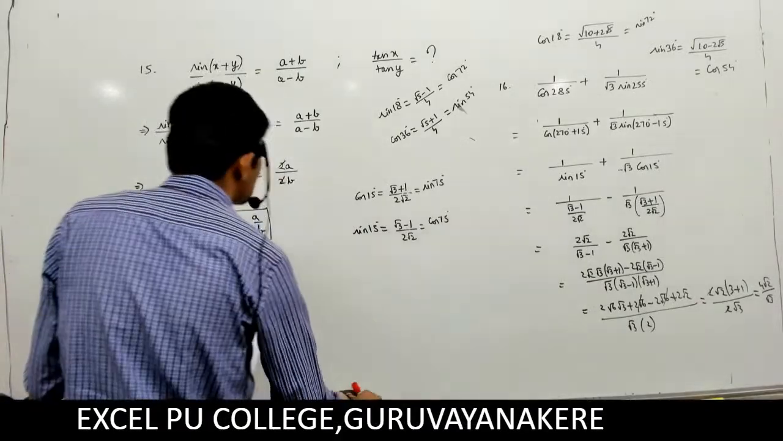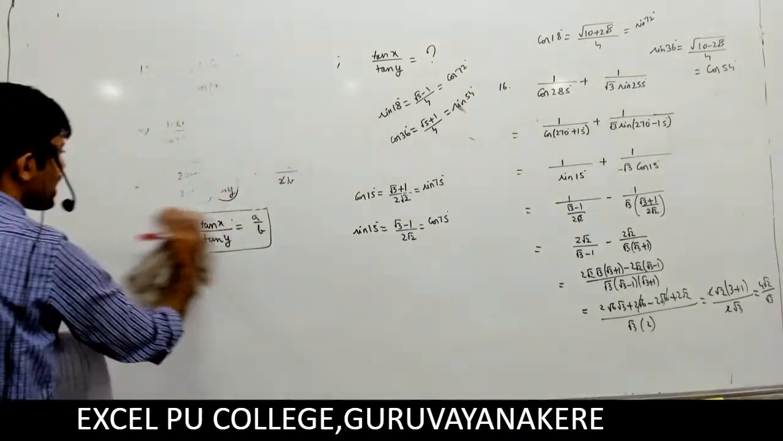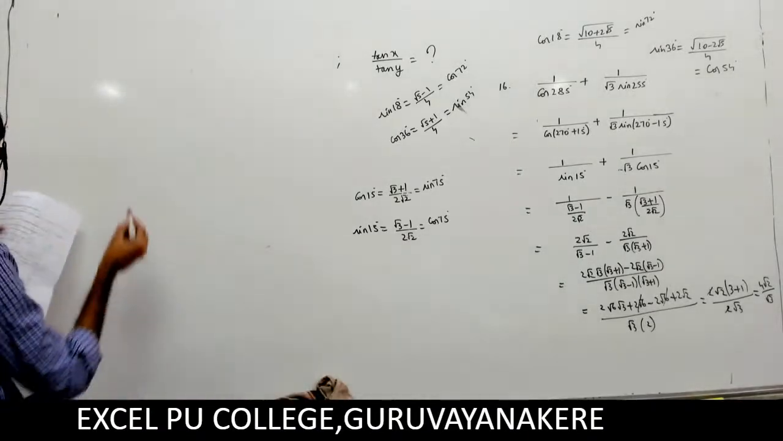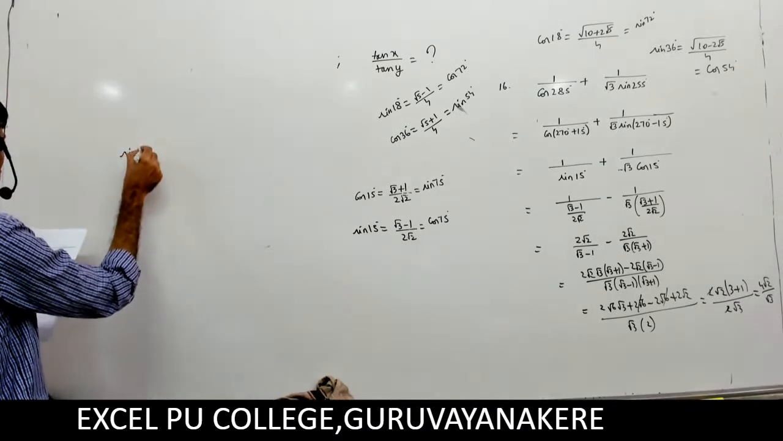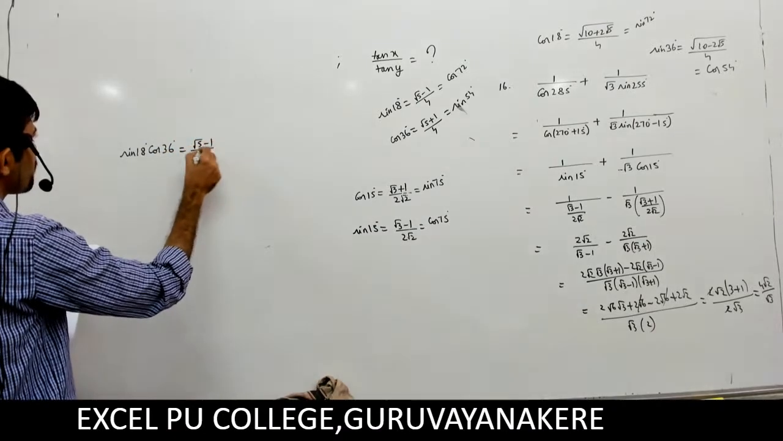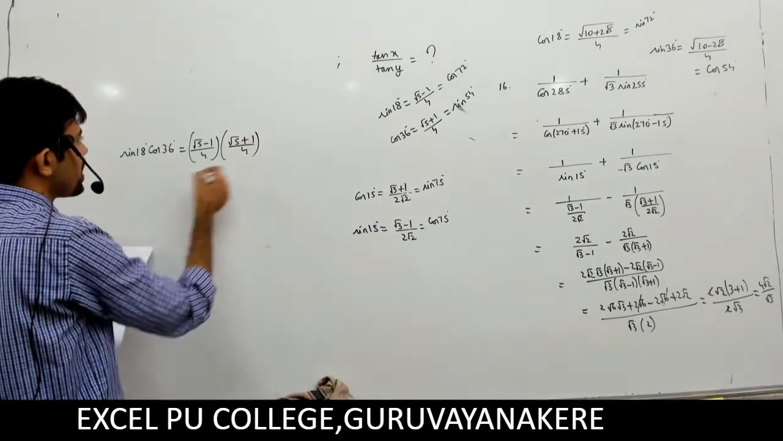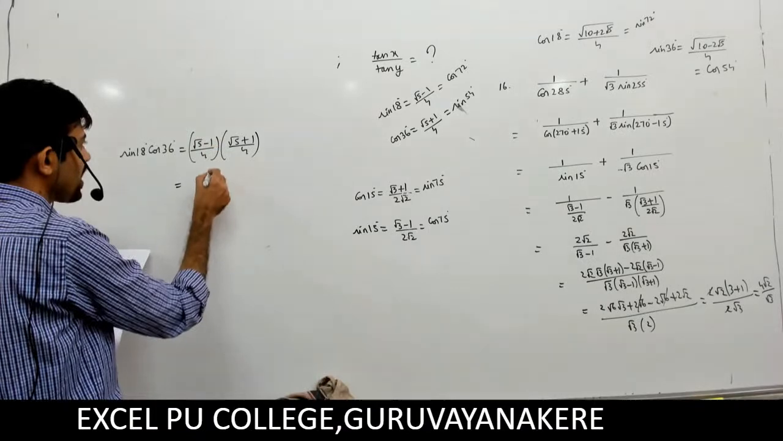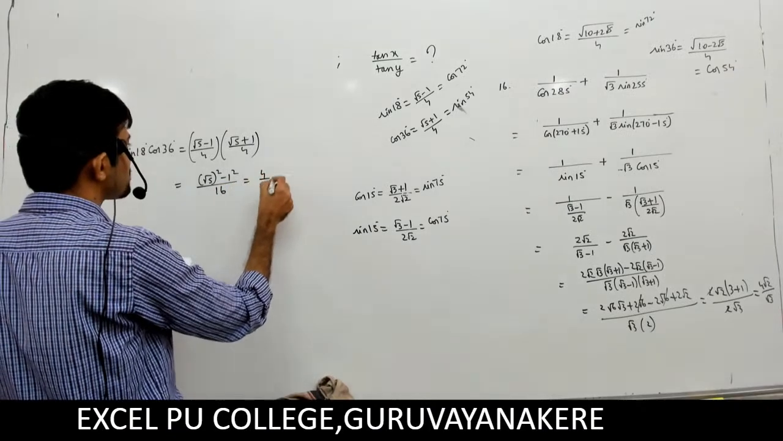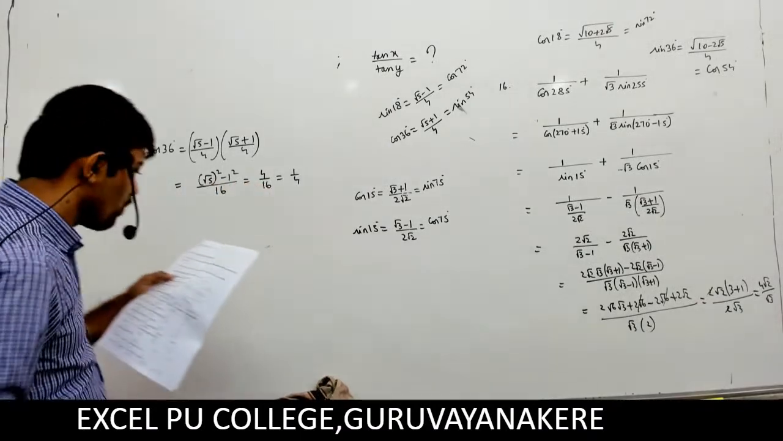Question number 17. The values of sin 18 and cos 36 are already given; multiply them and get the answer. Sin 18 degrees multiplied by cos 36 degrees. Sin 18 is root 5 minus 1 by 4, cos 36 is root 5 plus 1 by 4. Here use a minus b into a plus b, which is a square minus b square. 4 into 4 is 16, 5 minus 1 is 4, 4 by 16 is 1 by 4. This is the required answer. The 17th one's answer is 1 by 4.